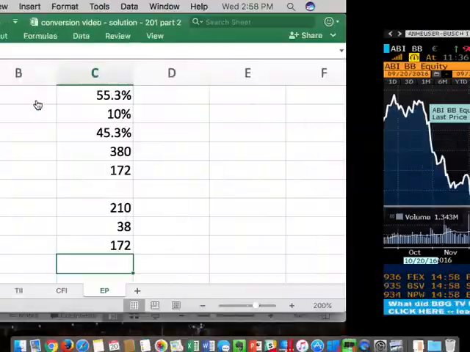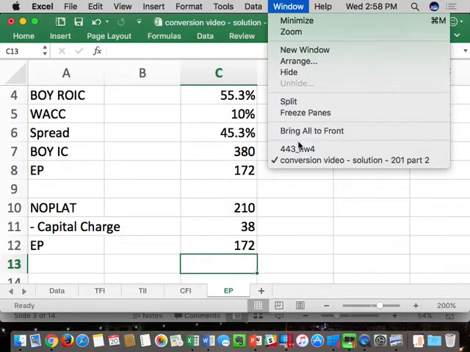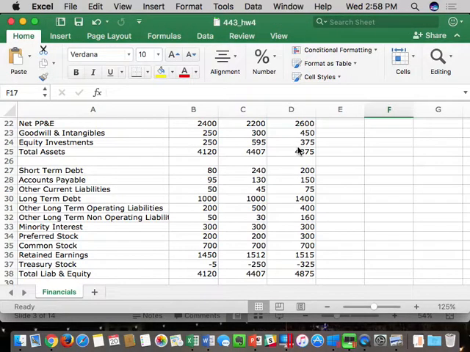This is what you're going to have to do for your assignment. You're going to have to create these tabs. All right, so let's talk about your assignment. If you go to ELMS, it's called Homework 4. Basically, you can download it right now, and you're going to have to convert this file. Once you convert this file, you'll create 4 tabs. Tab number 1, TII. Tab number 2, TFI. Tab number 3, CFI. Tab number 4, EP.